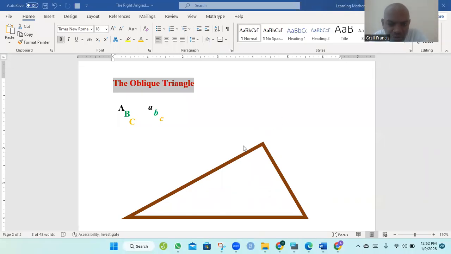What we have before us here, we can call it an oblique triangle. That's just one of the names it can be called. The word oblique is used because there is no box in any of the three angles. A box represents a right angle at 90 degrees, and it will be called a right angled triangle, like this one there.